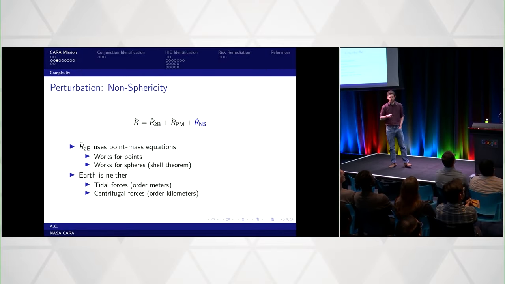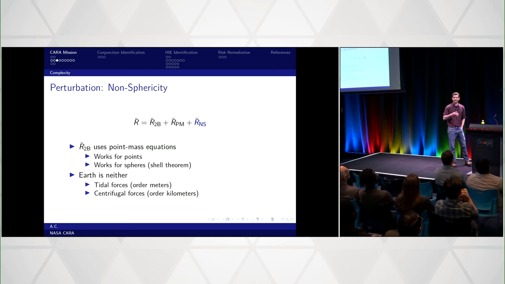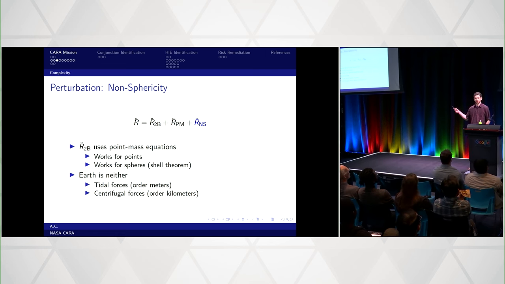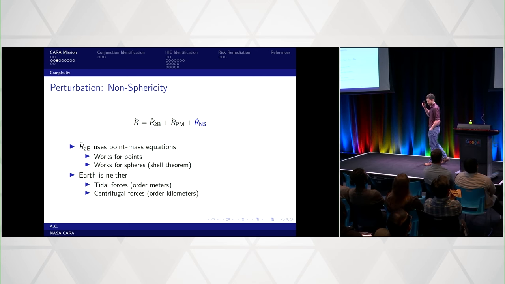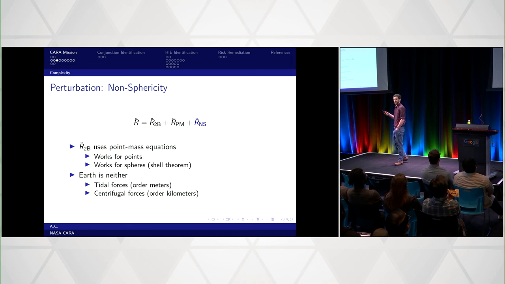Our third term here is going to be non-sphericity. So our two-body equation used point masses. And again, not to blow anybody's mind, but the Earth is not a point. And you might be saying here, but I know about the shell theorem, and the Earth is a sphere, spheres act like points, it's all fine. The Earth's not a sphere either. There are a couple of different things which distort the Earth's would-be spherical shape. Tidal forces are one of them. The moon is several times a day sloshing the water on its surface around several meters. More importantly, the centrifugal forces around the equator cause a bulge on the order of kilometers, which will cause significant changes in geopotential.